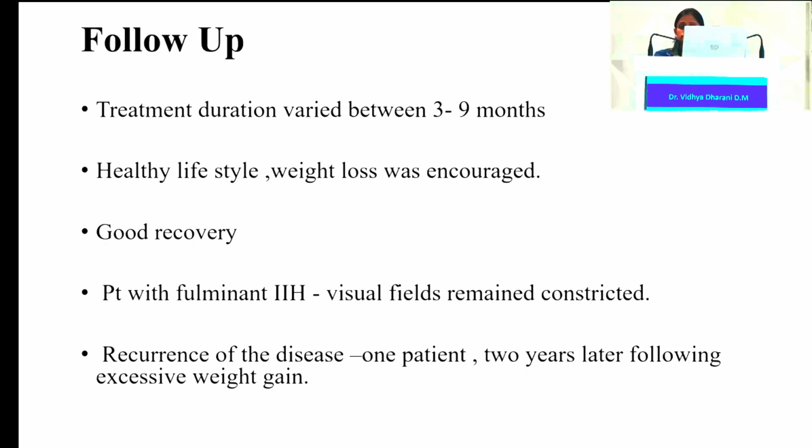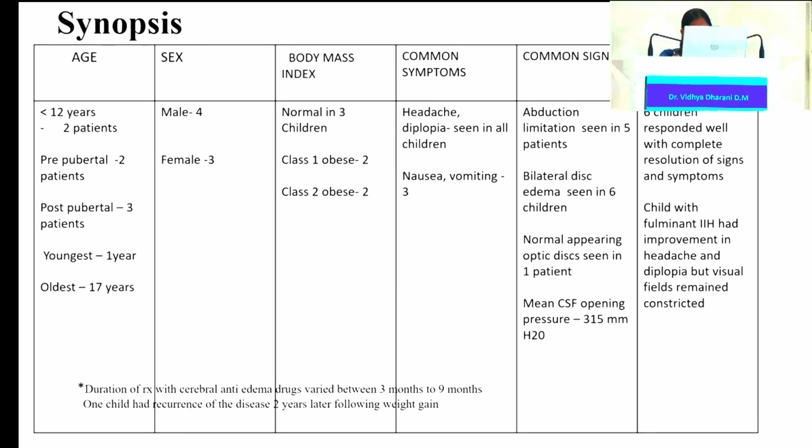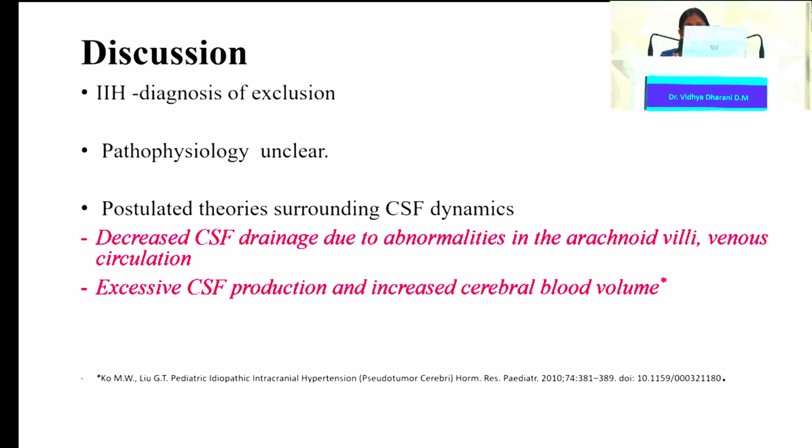The treatment duration varied between 3 to 9 months. Healthy lifestyle and weight loss were encouraged at each visit. All had good recovery except the patient with fulminant IIH. 1 child had recurrence of the disease 2 years later following excessive weight gain. So that was the table synopsis. Moving on to discussion, IIH in adults is always a diagnosis of exclusion.